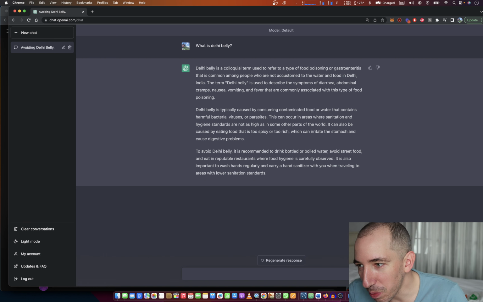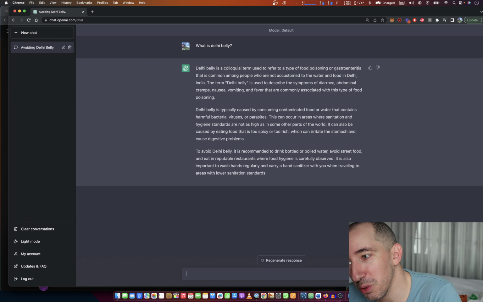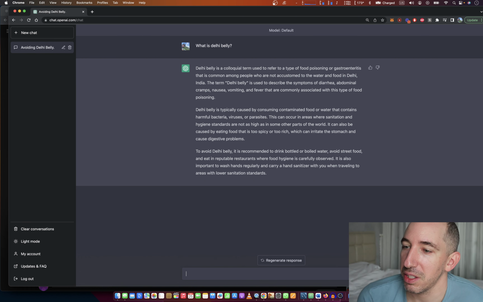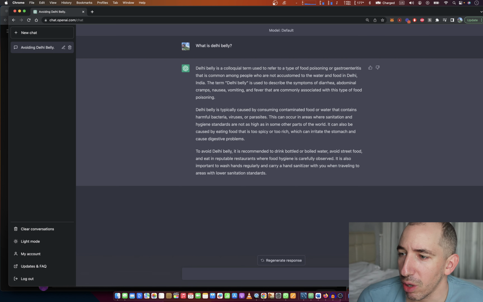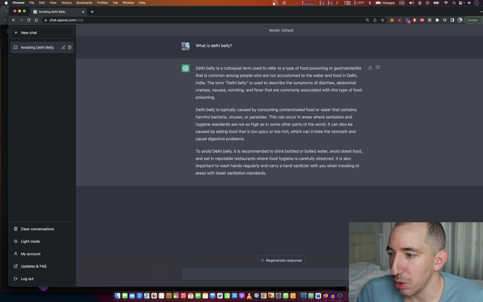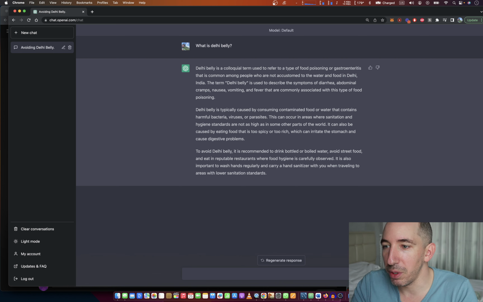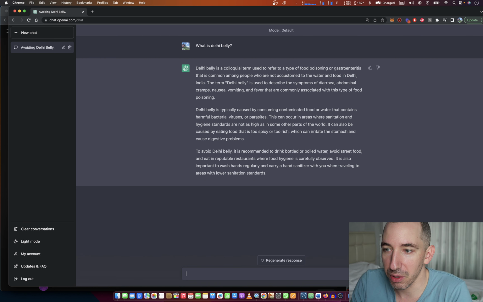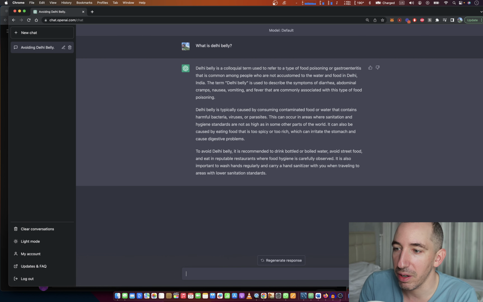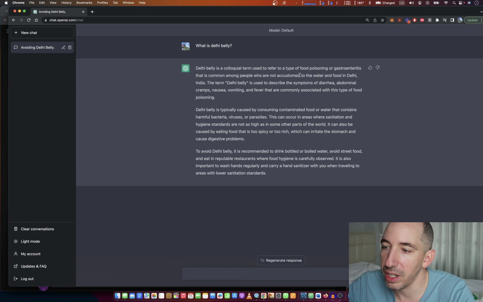Wow. Too spicy or rich. Well, those are some nice ways to put it, which can irritate the stomach and cause digestive problems. To avoid Deli Belly, it is recommended to drink bottled or boiled water, avoid street food, and eat in reputable restaurants where food hygiene is carefully observed. It is also important to wash hands regularly and carry a bottle of hand sanitizer with you when traveling to areas with lower sanitation standards.